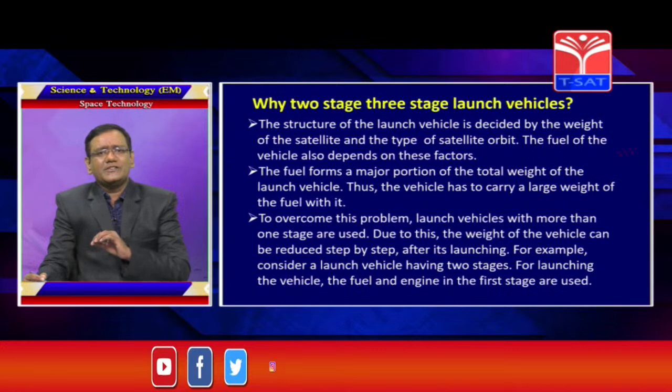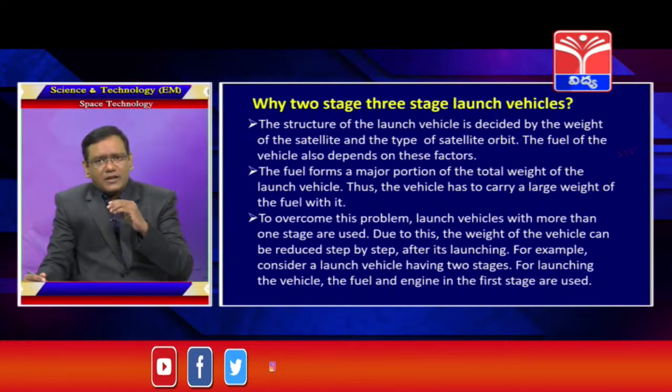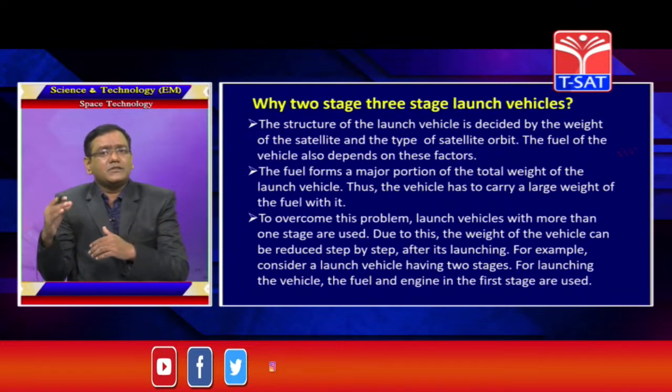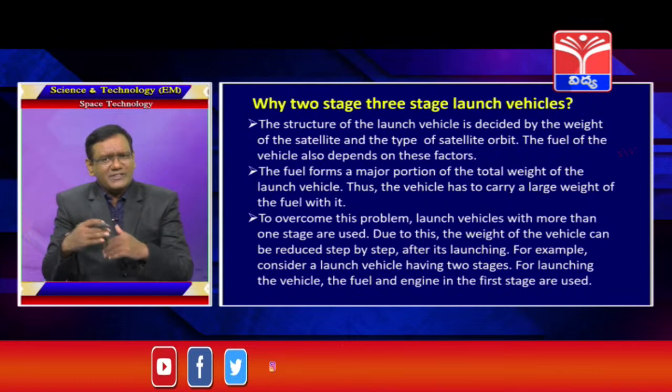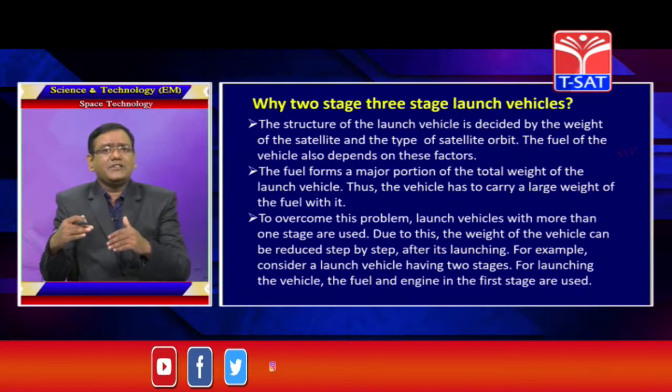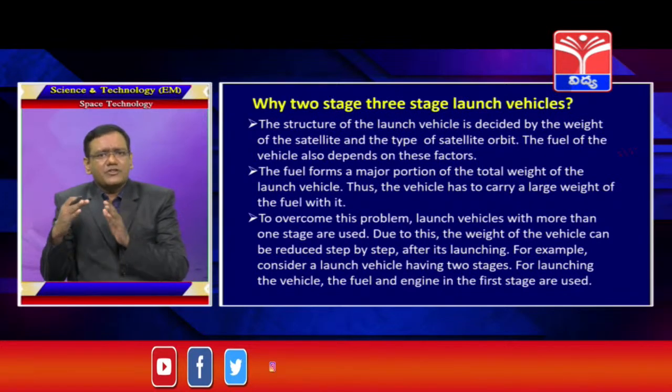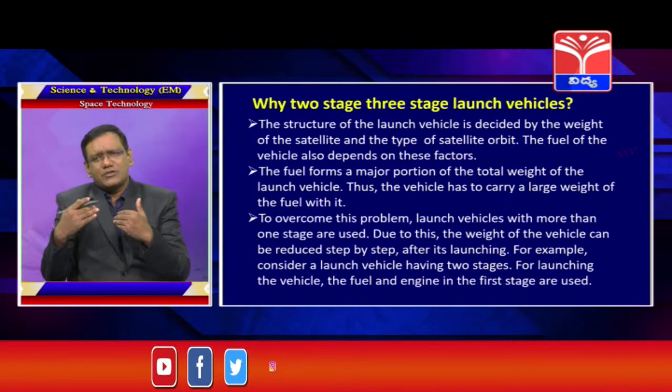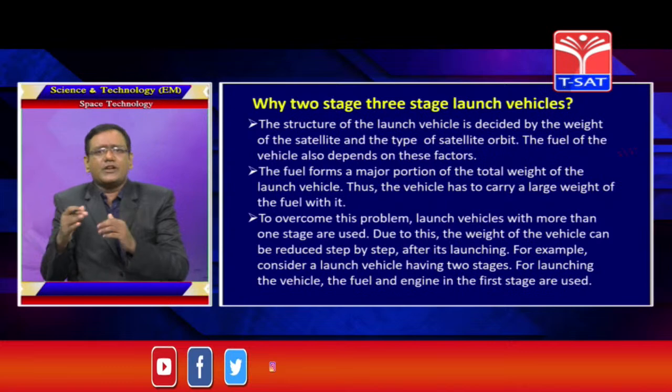In order to reduce the weight of the vehicle after its launch, the portion will separate itself from the launcher. Once it is separated, we will have this 30 and another 60. Like that, we reduce the weight of the launch vehicle by removing the portion of the launch vehicle that has exhausted its fuel.